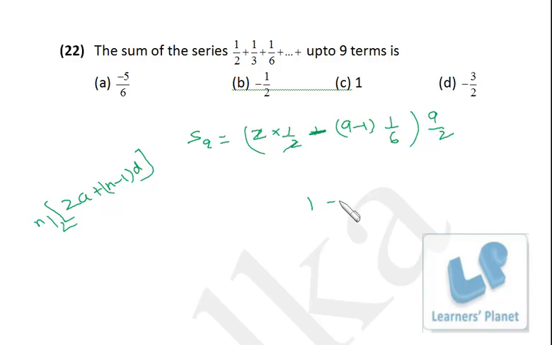So it is 1 minus, 9 minus 1 is 8, 8 by 6, that is 4 by 3, into 9 by 2. So 4 by 3, 1 minus 4 by 3, minus 1 by 3, into 9 by 2. So it is minus 3 by 2. Okay.